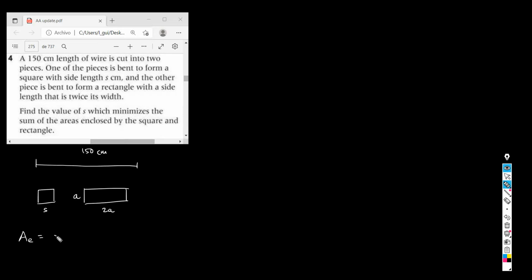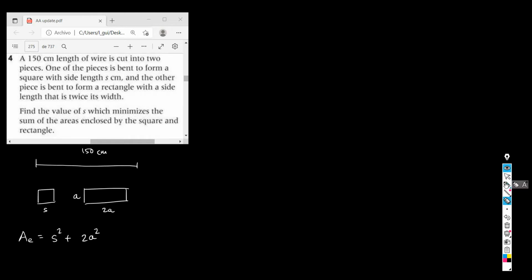The first area is clearly S squared, and the second area is 2A squared. No need to explain that, right? All right, so far so good. This area enclosed is at the moment a function of two variables, S and A. And we don't know how to handle functions of two variables. So somehow I need to transform this into a function of a single variable. How do we do that?